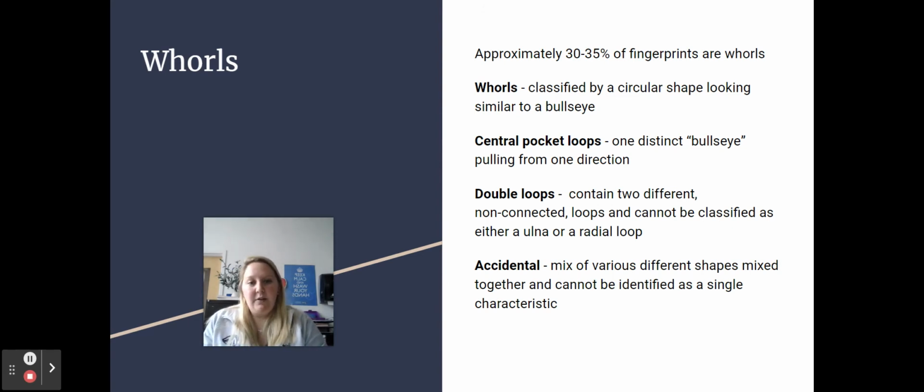Whorls make up the remaining 30 to 35% of the fingerprints. They are classified by a circular shape that are similar to a bullseye. A plain whorl is also just called a whorl. A lateral pocket loop or a lateral pocket whorl, it has both names, is one distinct bullseye that teardrops in one direction. A double loop contains 2 different non-connected loops that cannot be classified as either an ulna or a radial. And then an accidental is a mix of various different shapes and patterns together and cannot be classified by a single characteristic.